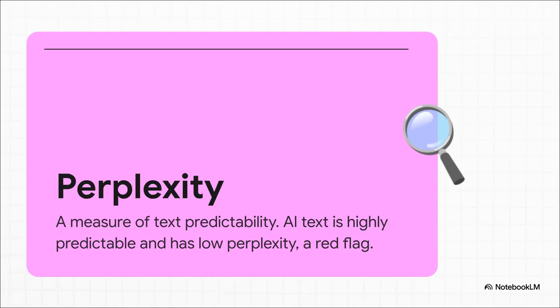So, what's the first clue these detectors are looking for? It's a concept called perplexity. Just think of it as a predictability score. You see, AI models are basically just amazing prediction machines. They're always choosing the most obvious next word. And while that makes the writing super smooth, it's also, well, it's too predictable. For a detector, that low perplexity is a massive red flag.